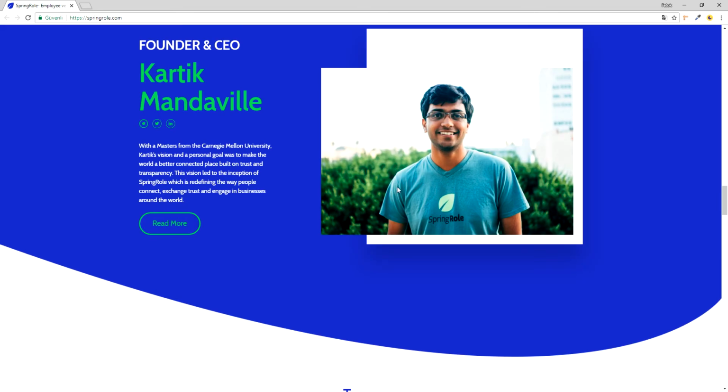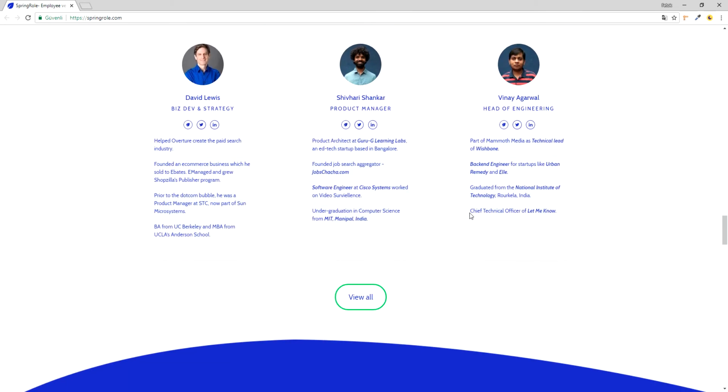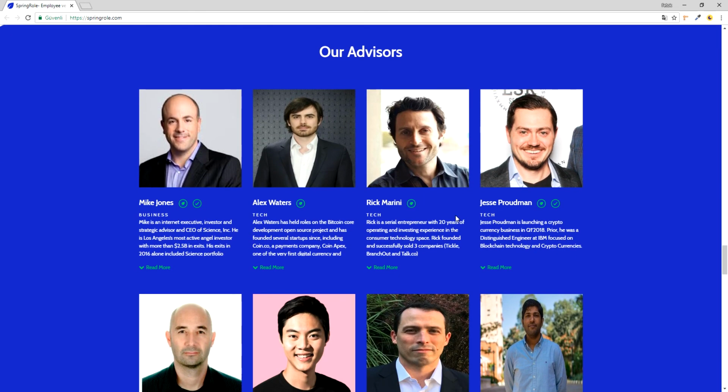As for the team in the company, the name we're going to talk about is Kartik Mandavil, CEO and founder of SpringRole. Mandavil, who graduated from the computer science department of Carnegie Mellon University, has been at the forefront of the finance unit at his long-time venture capital company called Science. Later on, he worked as a consultant on various projects and is very experienced in the blockchain world. Mike Jones, one of the most important business investors in the US, with his investments over $2.5 billion, is also the founder of the Science company. This, in fact, shows that there is an important financing power behind SpringRole.